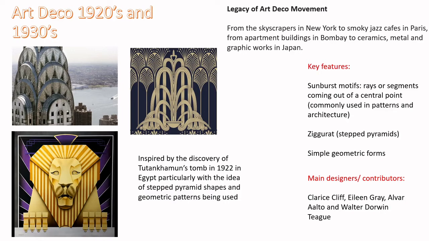So its key features were sunburst motifs, the idea that you had a central circular point. If you look at this building here, they have this central idea, and then you have those little sunburst rays coming out. They liked that a lot, particularly in architecture. They liked the ziggurats, I think I'm saying that right, which is the step pyramid look. Again, you can see that same thing in this building we've got going here. This has got everything in there.